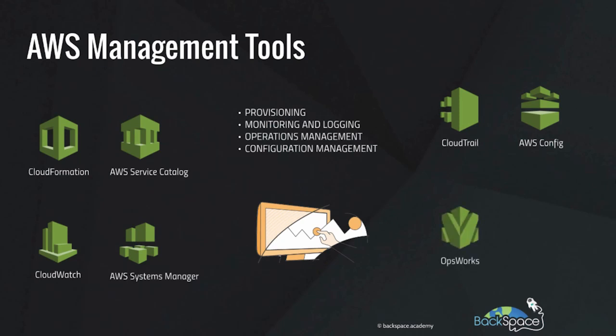AWS OpsWorks provides managed instances of Chef and Puppet. Chef and Puppet can be used to configure and automate the deployment of AWS resources.